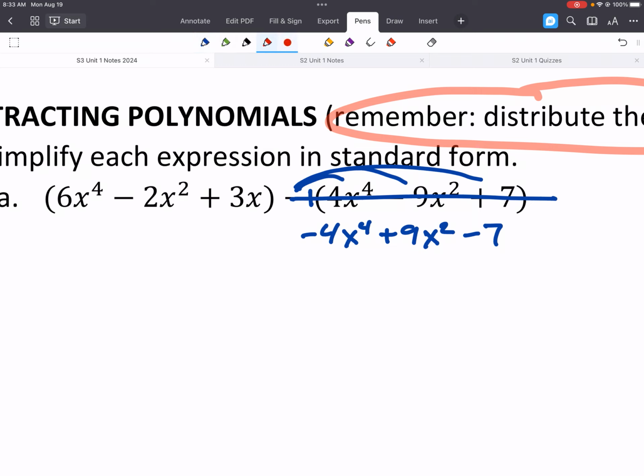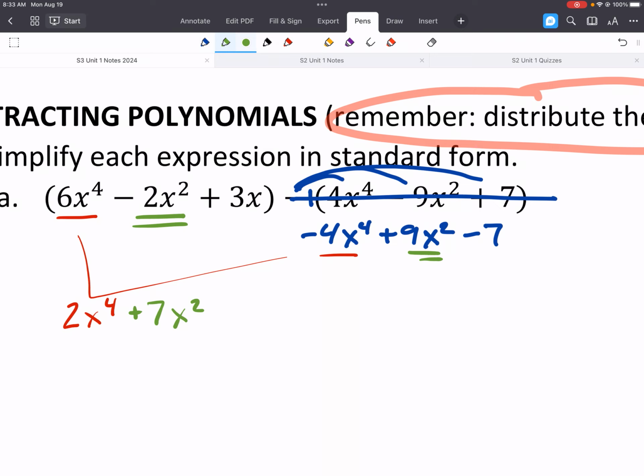So start with your highest exponents. We've got x to the fourths. So we've got 6 subtract 4, which will give us 2x to the fourth. Next, maybe we'll look for our x to the thirds, x cubed. We don't have those. So then we go to x squareds. So negative 2 plus 9 will give us plus 7.